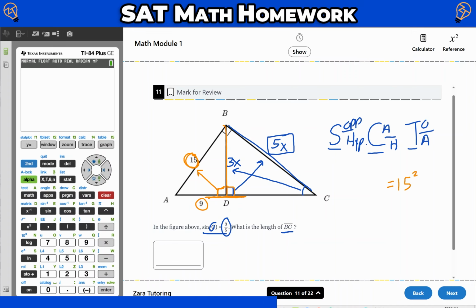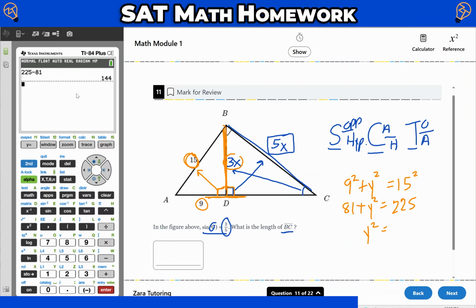The order of the other two doesn't really matter, but we could say 9 squared plus, let's go ahead and call this, instead of using the 3x, let's just call it y, and you'll see why in a moment. And we'll apply the Pythagorean theorem. Use your calculator as much as you see fit. And you subtract the 81. Let's go to the calculator just to show what we would do. Let's do 225 minus 81, whether you use your own calculator or Desmos.